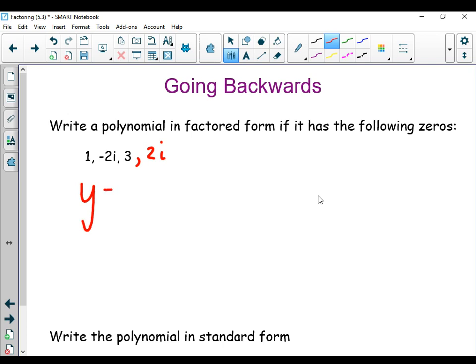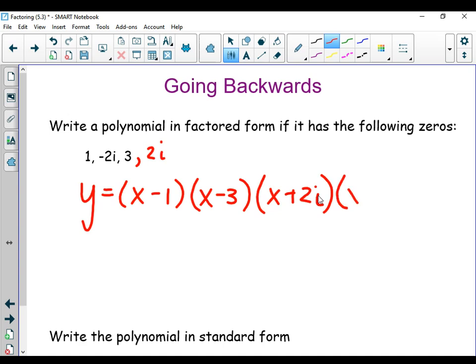So if I want to write 1 as a factor, how would I write that? X minus 1, good. Same goes for 3. I would write x minus 3. And the same thing goes for the imaginary ones. I would just write x plus 2i and x minus 2i.